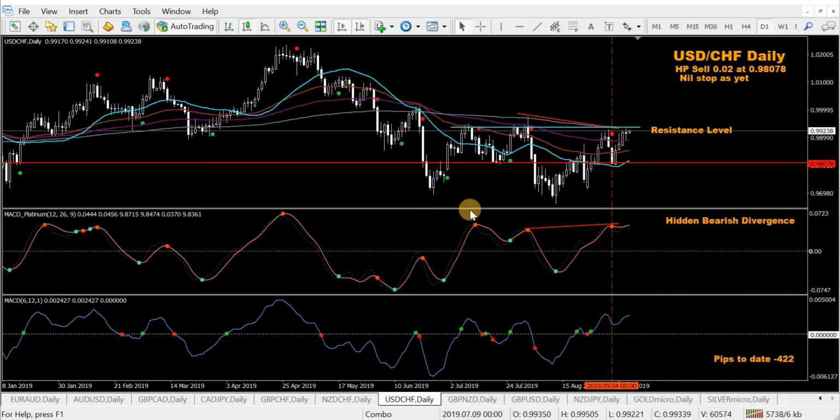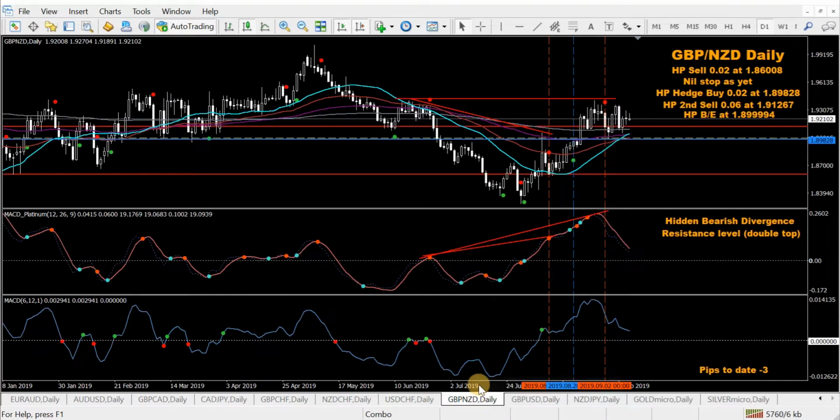USD Swiss franc pairs give me a bit of grief, like its mate the euro. I'm going to sell, HP sell, and that's it, and I'm losing. Hasn't given me a reversal, so I haven't hedged it yet, and it hasn't given me a new Mod MACD signal. Pound New Zealand, what am I in here? I took a HP sell, hedge buy, and a second sell, and that's all I'm in, the 3 trades on that, 3 HPs, and that's the overall break even for those 3 trades. You can see that just down, really needs just to roll over and pop through there. Might do, might not.